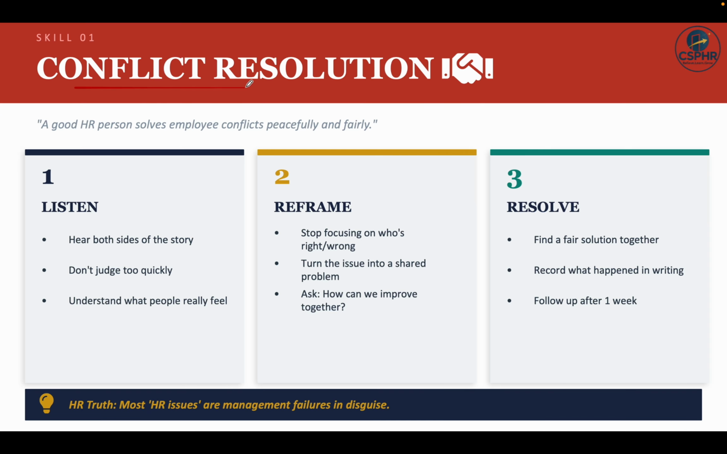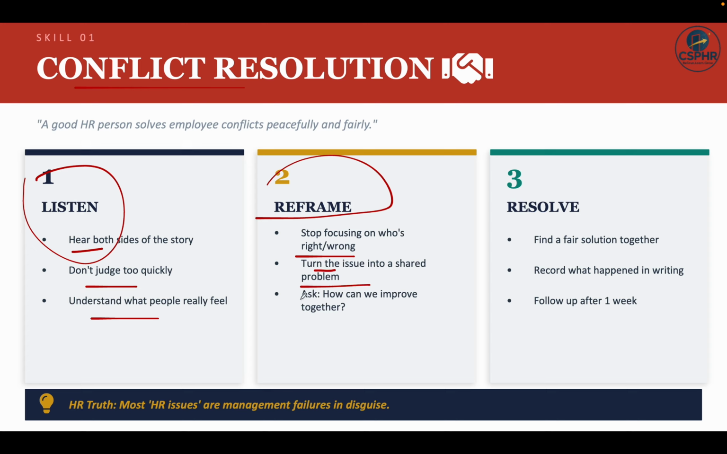What is conflict resolution? How can you handle employees' problems peacefully? First you have to listen. Okay, so you have to listen to both stories. Suppose two employees have a problem or a conflict on a particular topic, then you have to listen to both of their stories, and don't just quickly judge, understand what people really feel. Then second, reframe, which means stop focusing on who is right or wrong. Okay, so then you need to understand the problem and try to find out the problem, then ask how you can improve, then resolve.